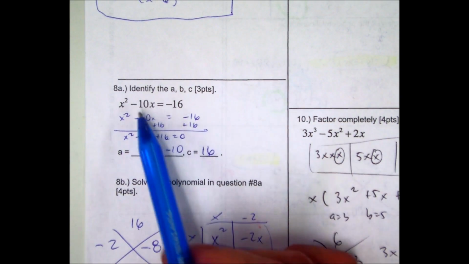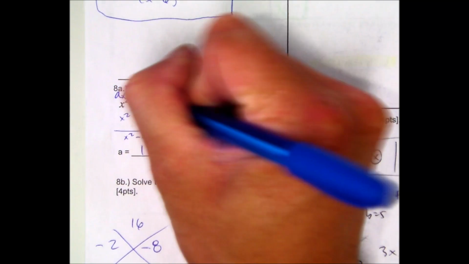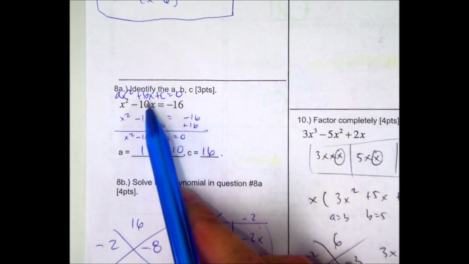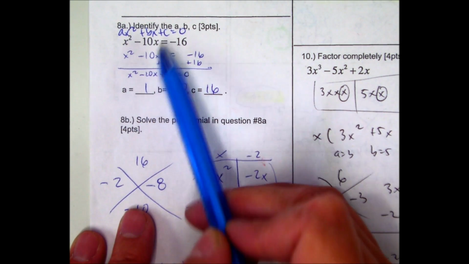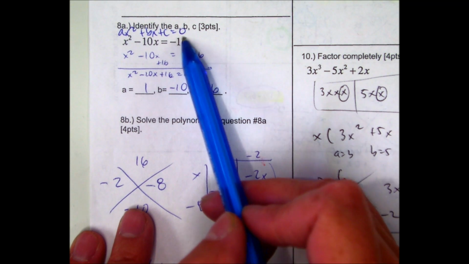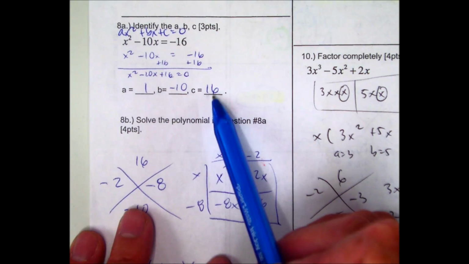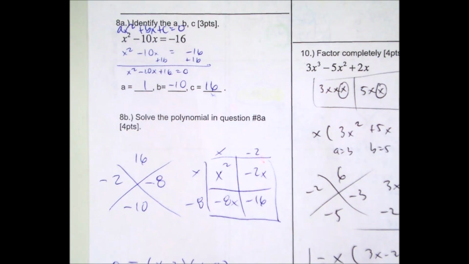Question 8a, identify the a, b, and c. Well, this one, your a value, if you write out standard form, you notice that everything is on one side of the equation, which means that your a value is 1, your b value is negative 10, and if you move the c value, this negative 16, the constant, to the left side, you'll get a positive 16. Remember, in here you should not have any variables.